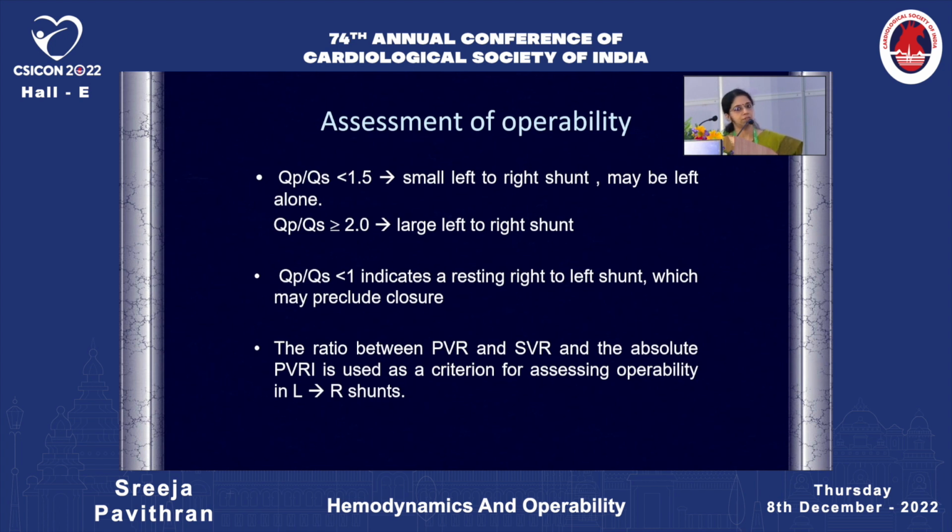Now a QP/QS of less than 1.5 is a small shunt, and a QP/QS of more than 2 is a large shunt which needs to be addressed. And if there is a QP/QS less than 1, it is indicating a resting right to left shunt, and it may preclude closure of the defect.